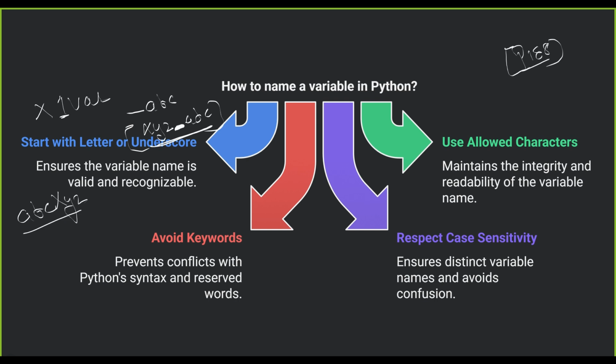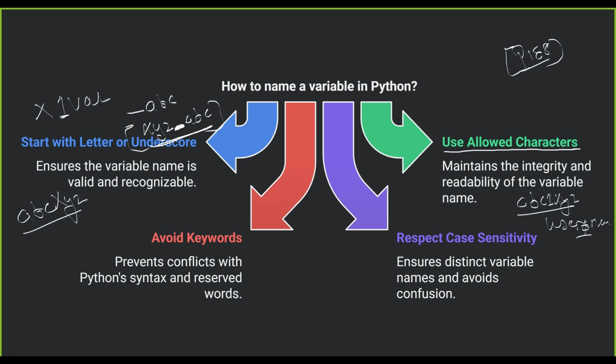Another rule is to use allowed characters, which maintains the integrity and readability of the variable's name. This means in Python we should use letters, numbers, or underscores. We can write ABC1XYZ, so we can use numbers, but we cannot use something like user-name with a hyphen or $name, it won't be supported. So no special characters are supported.